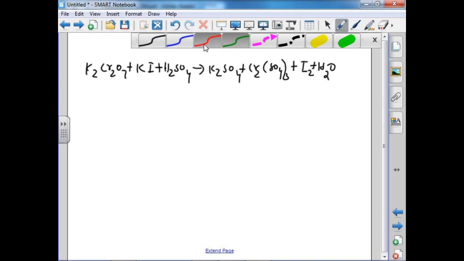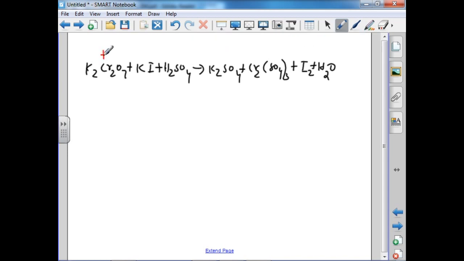The oxidation number of chromium in K2Cr2O7 is plus 6. The oxidation number of iodine in KI is minus 1. The oxidation number of chromium in Cr2(SO4)3 is plus 3. I2 is 0 because this is the elementary state. Next, calculate how much electron loss and gain there is.